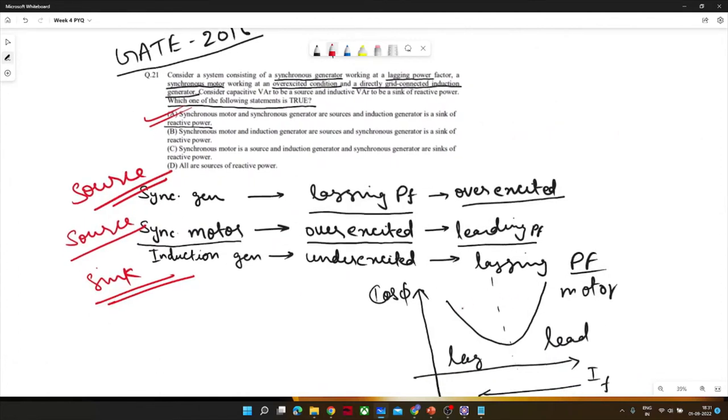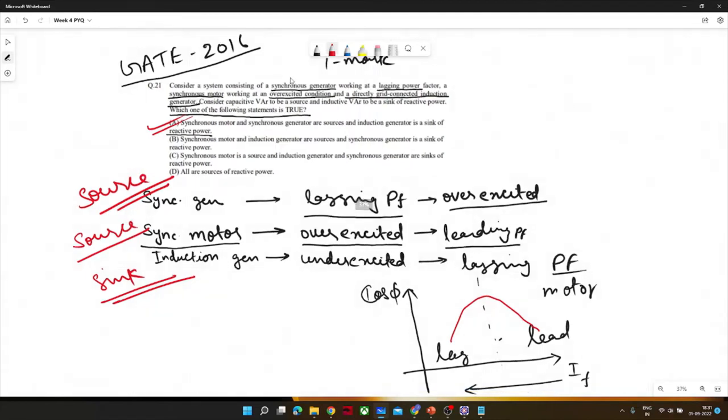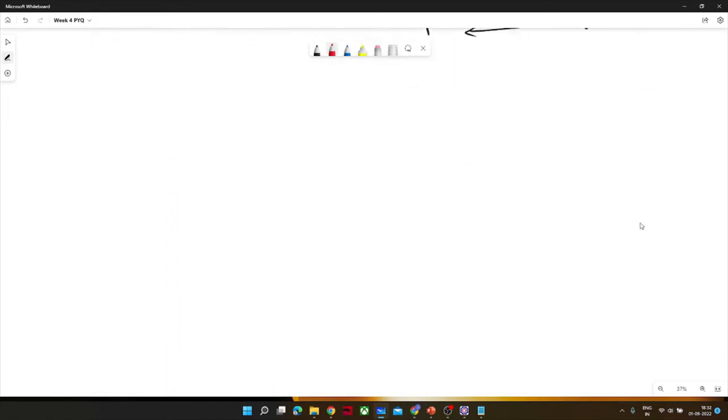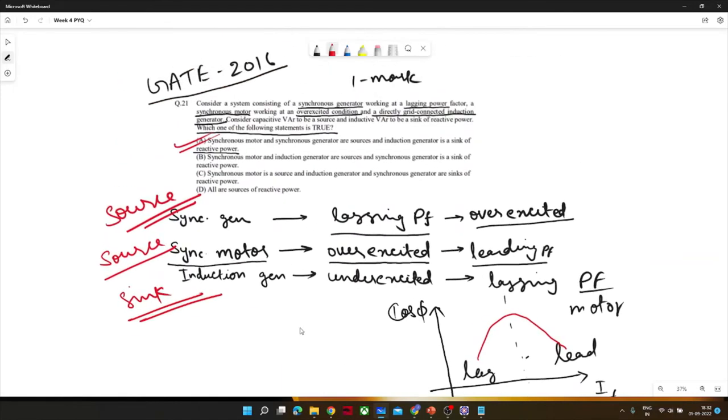I guess this graph would be inverted. Can anybody correct me? This graph should be an inverted V, right? Yes, sir. Sorry for the mistake. Let me move on. So this was all about synchronous machines till now.